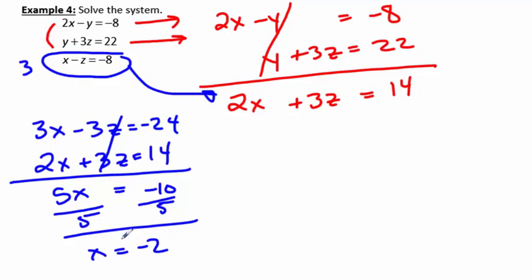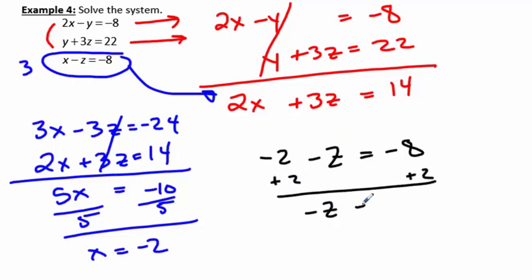Okay, now that I know that x is negative 2, I can plug it into any equation that contains x and a single other variable to find another variable. I'm going to go ahead and plug it into this equation to find my z value. So x minus z is negative 8. So negative 2 minus z is negative 8. Be careful with my handwriting because my 2's and z's are similar, so I cross my z's here. Add 2 to both sides. Negative z equals negative 6, and if I divide by negative 1, I'll find that z is 6.